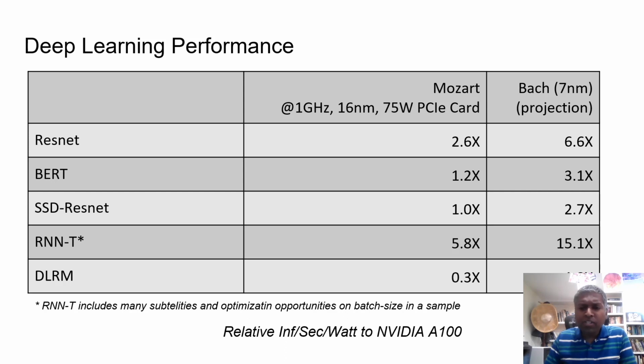And DLRM is a pretty unique thing where there are these very, very large embedding tables, which allow various levels of system optimizations, which we were not able to do on this implementation. And that's why we're actually worse than an A100, right? So the point here is very substantial application completeness and pretty competitive performance while being a technology node behind compared to the NVIDIA A100. And the rightmost column shows projections we've done on what a 7 nanometer implementation of this architecture could achieve.